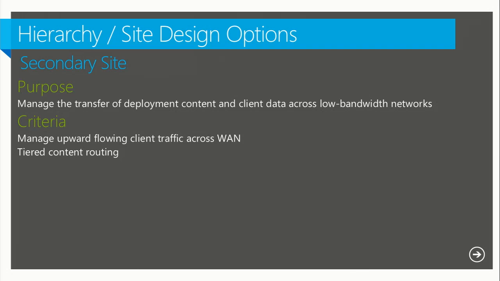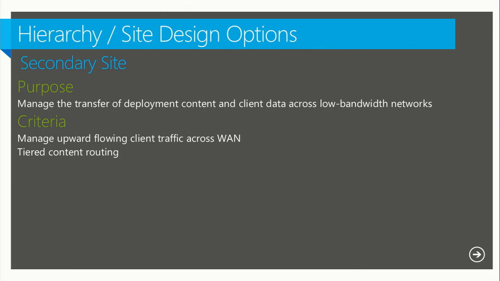Secondary sites, quite honestly, are becoming less and less necessary. They had a lot of reasons for having them in 2007, significantly fewer reasons why you would need one now. Basic gist is, it is for the upward flow of client traffic. Because the distribution point, which is the next slide, can now schedule and throttle traffic coming down, which is the reason you'd have a lot of secondaries in 2007, because that can be handled at the DP level now, that's not a reason for a secondary anymore. The only reason for a secondary really is that upward flow of client traffic.